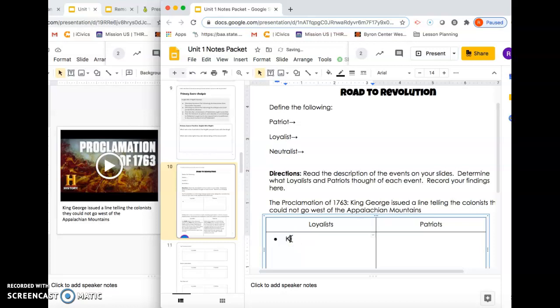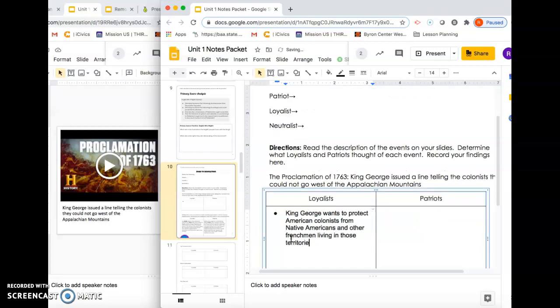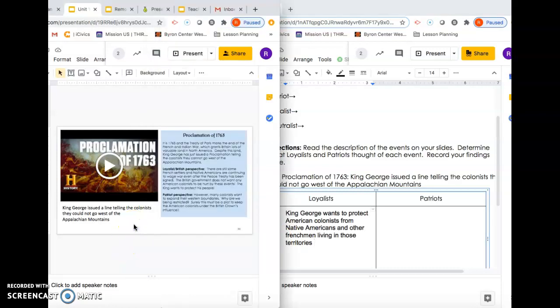So you can say King George wants to protect American colonists from Native Americans and other Frenchmen living in those territories. So this line is meant as a protection. That's what a loyalist, someone loyal to the king, would say in defense of the proclamation line. Let's look at the patriot perspective.